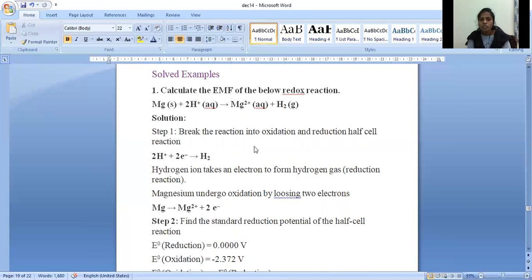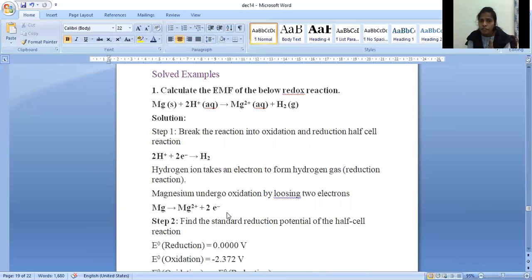Yes. So in step 1, how have we written it? 2H+ is gaining 2 electrons. Because how many H+ ions are there? 2 H+ ions. Each H+ ion needs 1 electron to become neutral. So here 2H+ plus 2 electrons gives rise to H2. So the hydrogen ion takes an electron to form hydrogen gas. And magnesium undergoes oxidation by losing 2 electrons. That means Mg is losing 2 electrons to produce Mg2+.